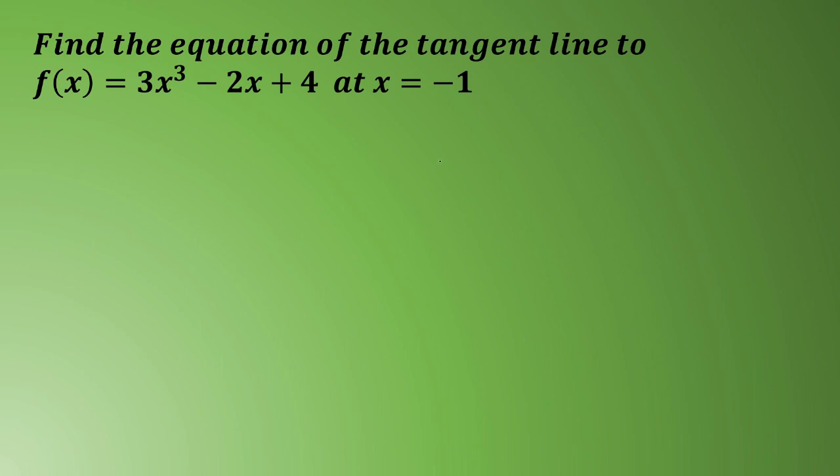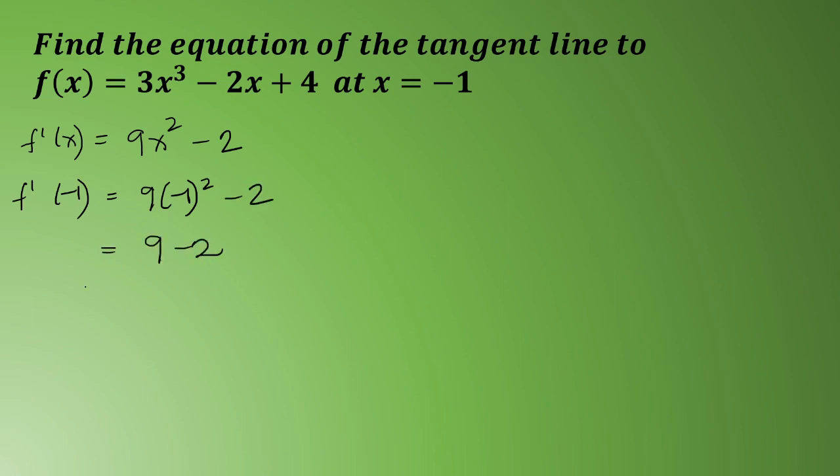Find the equation of the tangent line to the given function at x equal to -1. So let us first get the slope at -1. So doing that, let us have the derivative of 3x cubed minus 2x plus 4. So that would be 9x squared minus 2. So the slope at -1 would be 9 times -1 squared minus 2. So this would be 9 minus 2. So f prime of -1 is equal to 7, or this would be our slope at -1.